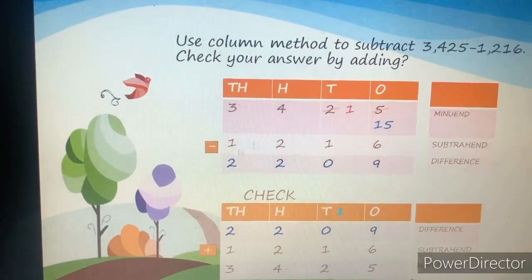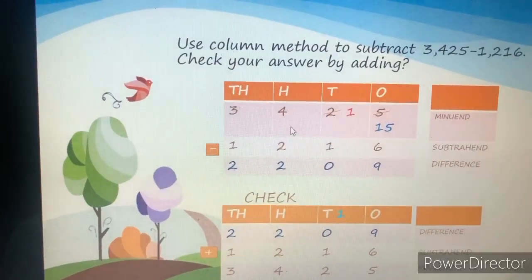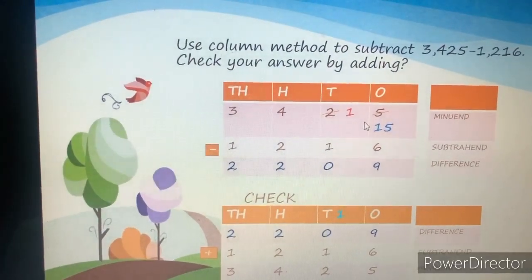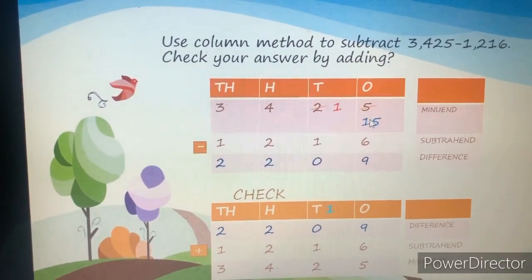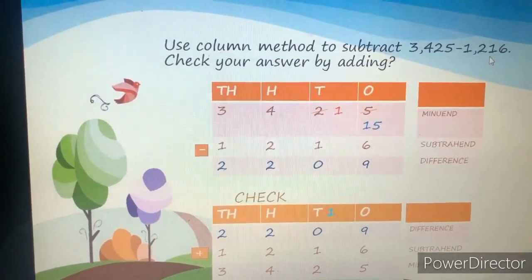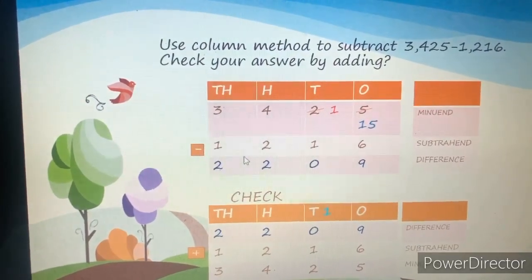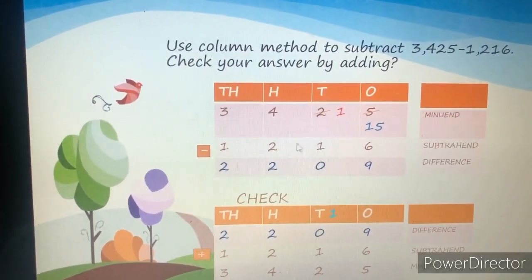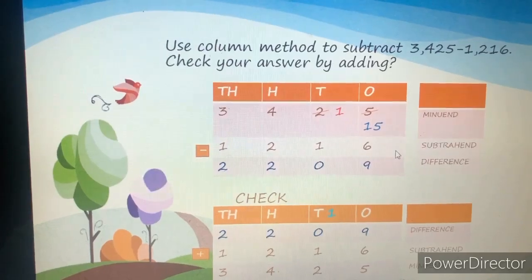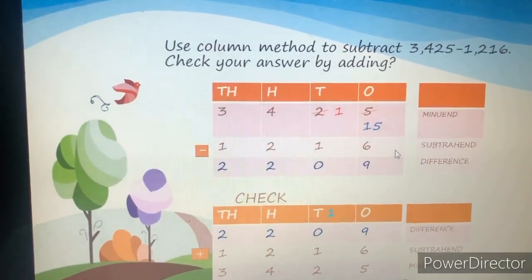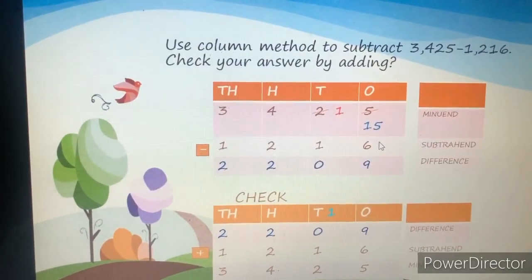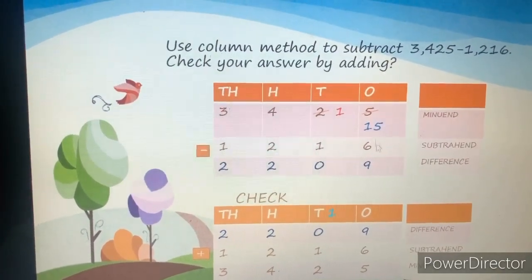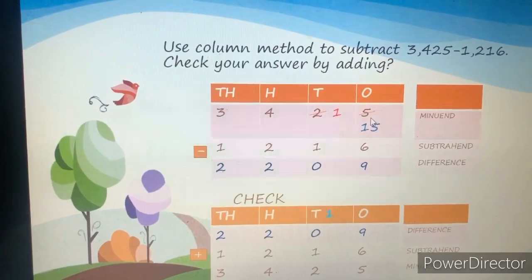So what is the number? 3 in thousands place, 4 in hundreds place, 1 in tens place and 5 in ones place. Now what is the next number we are going to write? 1 in thousands place, 2 in hundreds place, 1 in tens place and 6 ones. So let us do subtraction. Start doing subtraction. 6 is more. 5 is small.